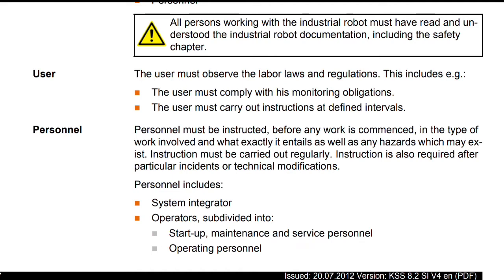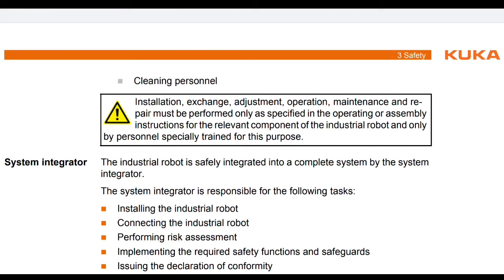Personnel includes the system integrator, operators subdivided into start-up, maintenance and service personnel, operating personnel and cleaning personnel. Installation, exchange, adjustment, operation, maintenance and repair must be performed only as specified in the operating or assembly instructions for the relevant component of the industrial robot and only by personnel specifically trained for this purpose.